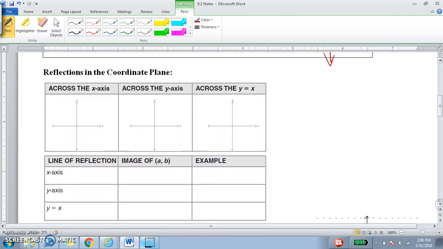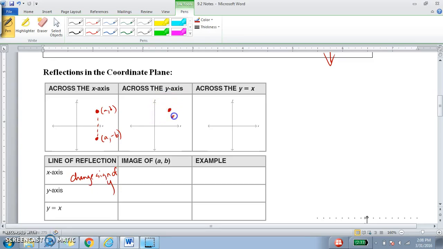Okay, so reflections in the coordinate plane on the xy axis. So across the x-axis, we already did this one, sort of, the example up at the top. So if I call these coordinates A and B and I flip it over the x-axis, the x-coordinate stays the same. It's still in the same spot along the x-axis, so that stays A, but the B is going to change signs. It's going to turn into -B. So we're going to change the sign of y.